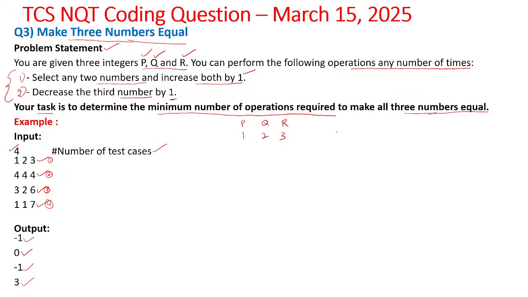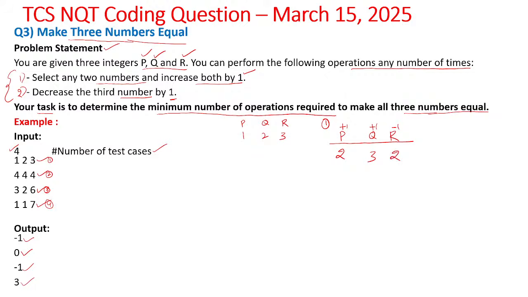The first possibility is, for P, Q, R: you can increase P and Q by 1, and then decrease R by 1. This is the first possibility. How do the numbers change here? P will become 2, Q will become 3, then R will become 2.